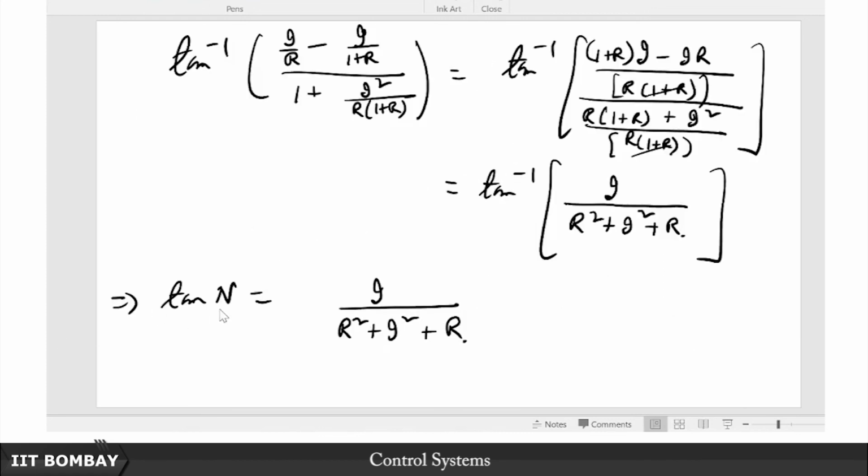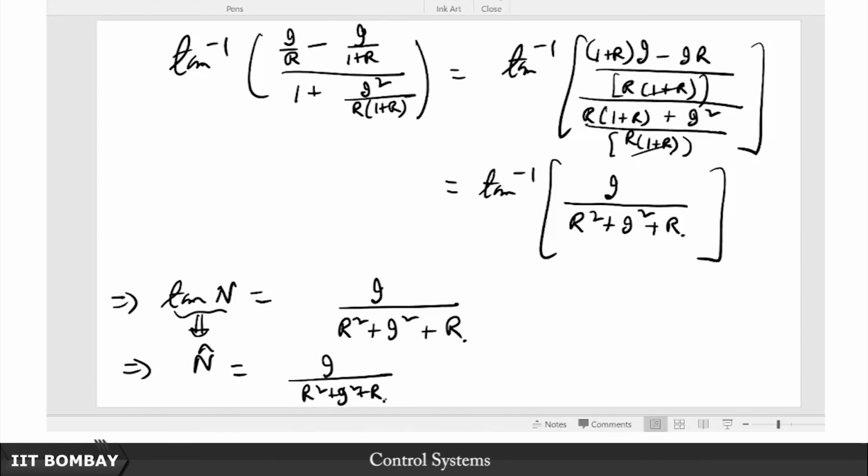It really does not matter, you can call this tan n and call it n hat. So this tan of n you call n hat, and that you equate to I upon R squared plus I squared plus R, I believe that is correct so far. So you have R squared plus I squared plus R is equal to I by n hat.